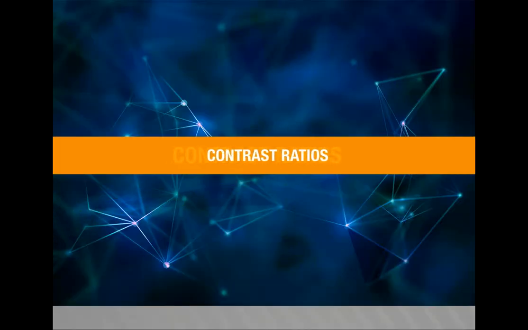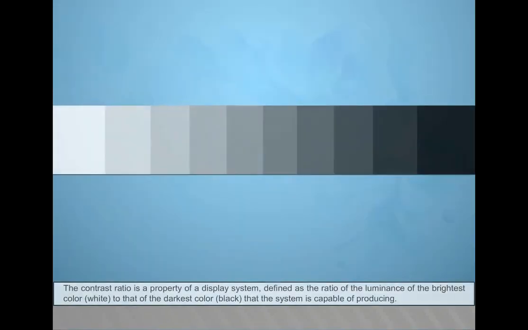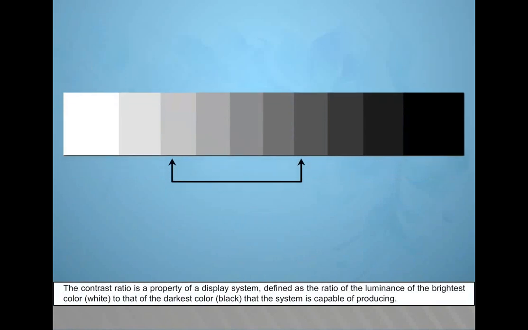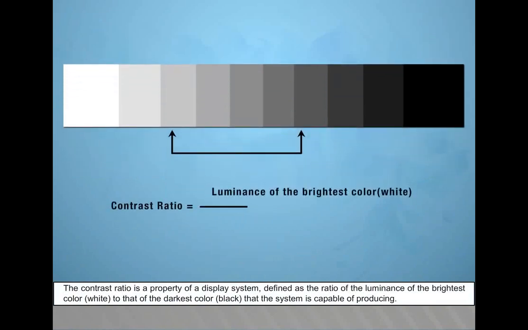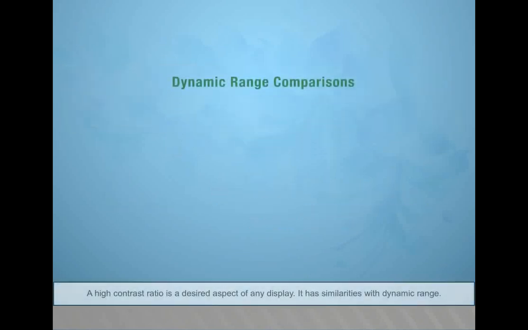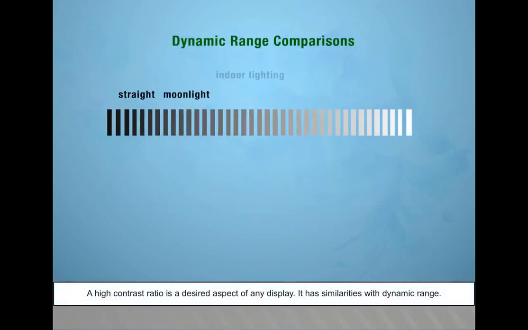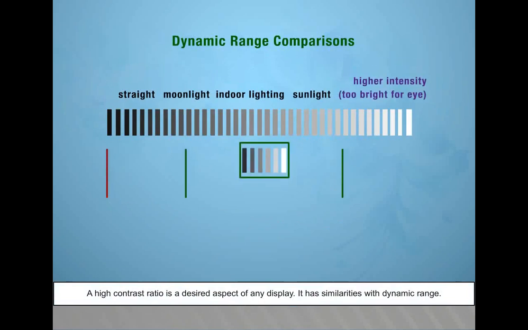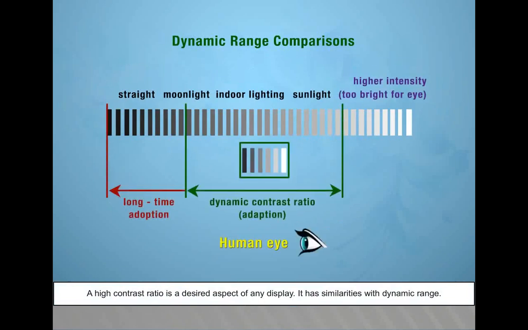Contrast ratios. In this video, we are going to see about contrast ratios. The contrast ratio is a property of a display system defined as the ratio of luminance of the brightest color, that is white, to that of the darkest color, that is black, that the system is capable of producing. A high contrast ratio is a desired aspect of any display. It has similarities with dynamic range.